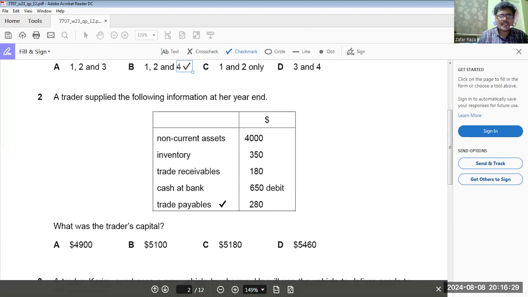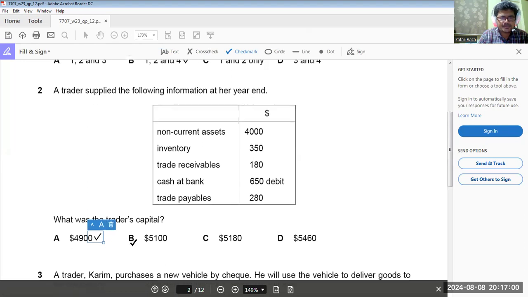Okay, a trader supplied the following information at the year end. Non-current assets, inventory, trade receivable, cash at bank. Debit means an asset, cash at bank is an asset account, and trade payables is a liability account. What we have to do is calculate the trader's capital. It is very easy. Add all the assets, 4,000 plus 350 plus 180 plus 650, minus 280 liabilities. Assets minus liabilities, 4,900 is the answer.